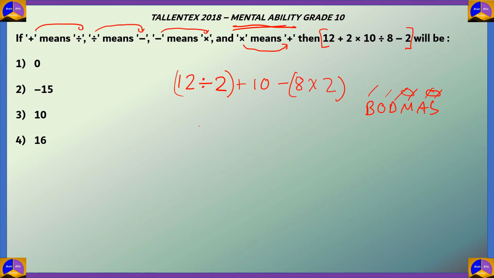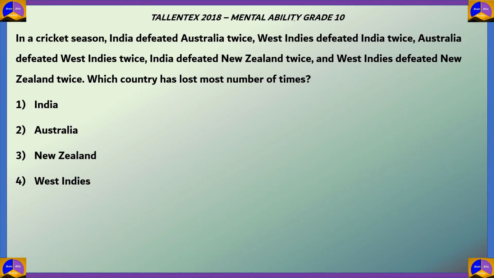12 divided by 2 is 6 plus 10. 8 times 2 is 16, so 6 plus 10 gives you 16 minus 16. So 16 minus 16 is equal to 0, so that means option 1, 0, is the correct answer for this question asked in 2018. Now let's look at the final question of this episode.